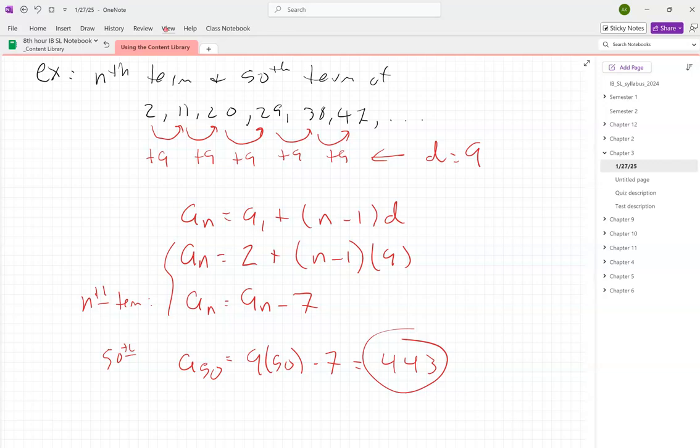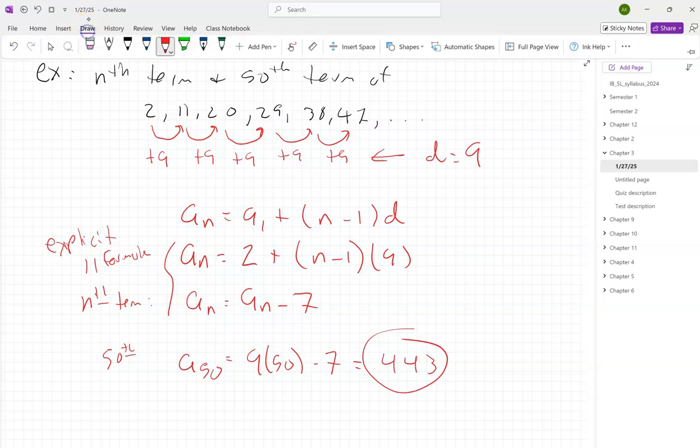Pretty easy, right? Now, the nth term, this is the same thing as asking for the explicit formula. Those two mean the same thing. The textbook and the IB will use those two phrases interchangeably.